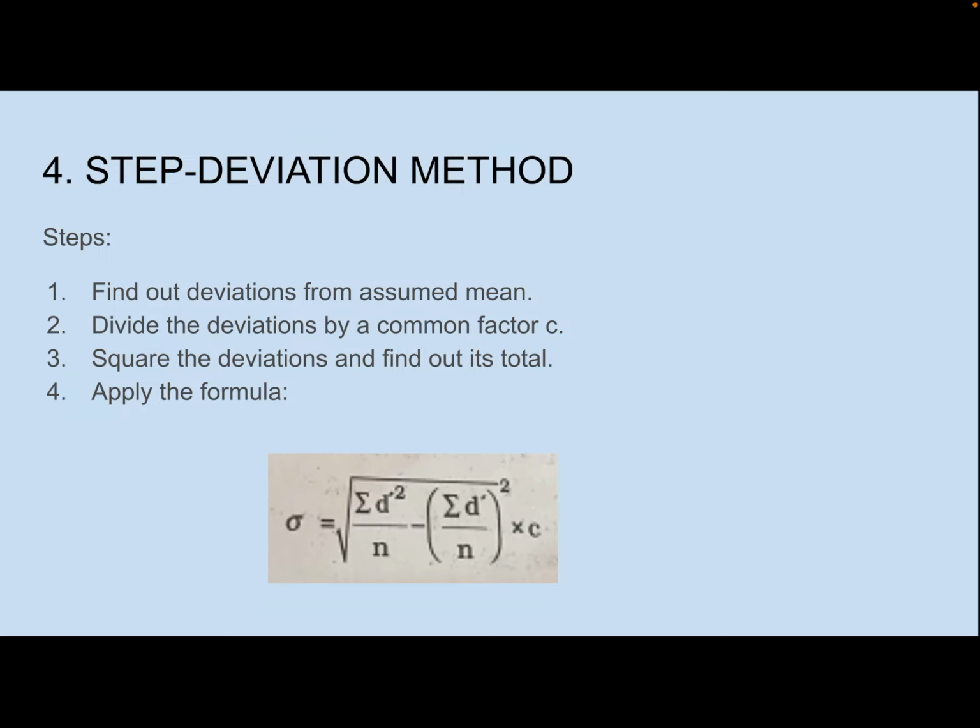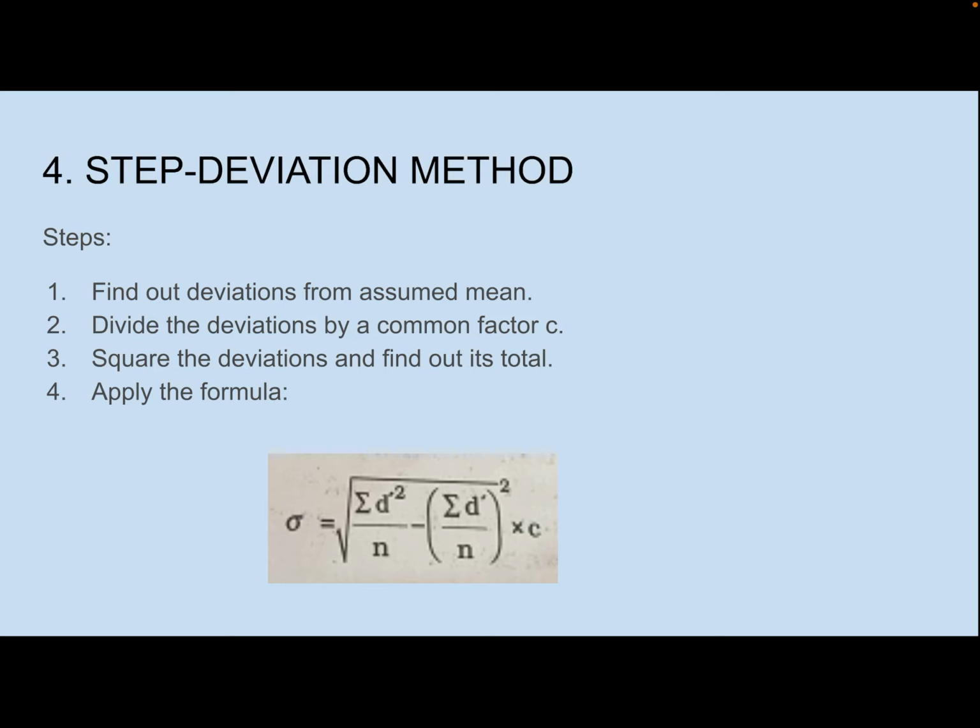Coming to the last method, which is the step deviation method. The formula is similar to the assumed mean method because the steps are also similar to the assumed mean method. As you all know by now, in step deviation method, we reduce down the scale by dividing the deviations by a common factor to get d dash. In the formula, you would see that d is replaced with d dash, and since we had reduced the scale, we need to multiply the formula by c to come back to the original scale.